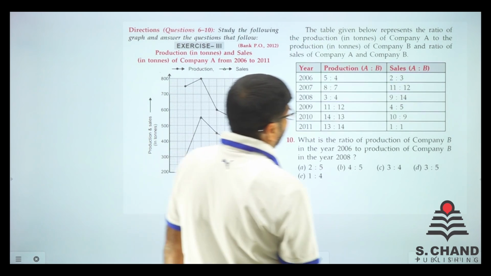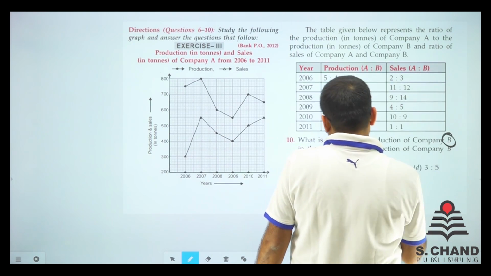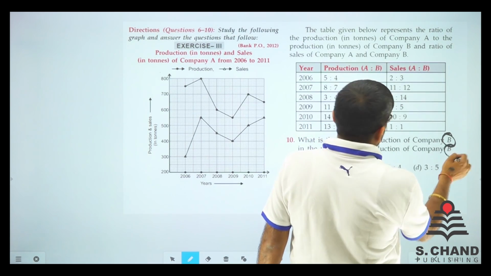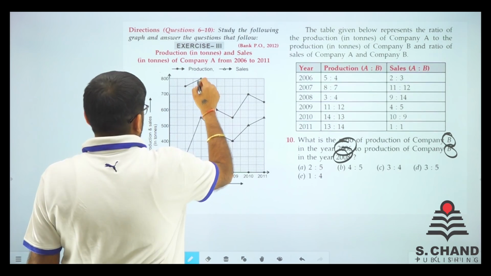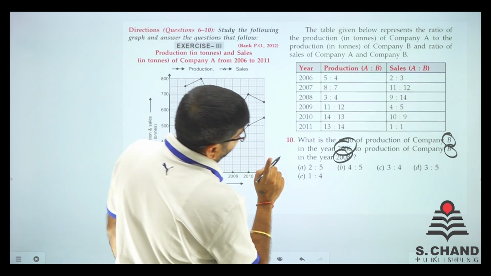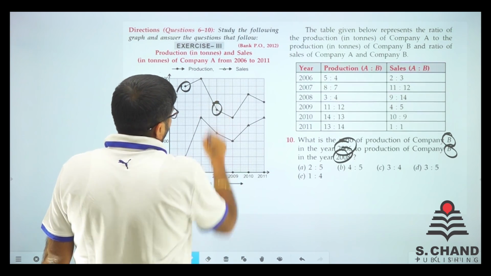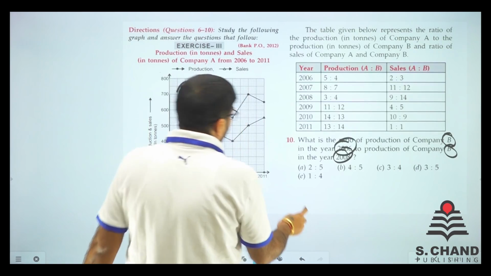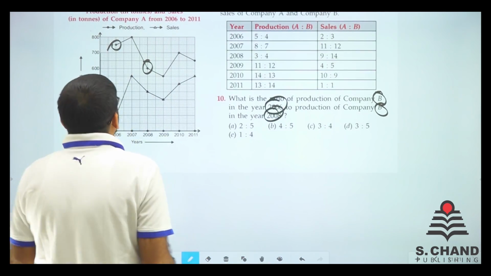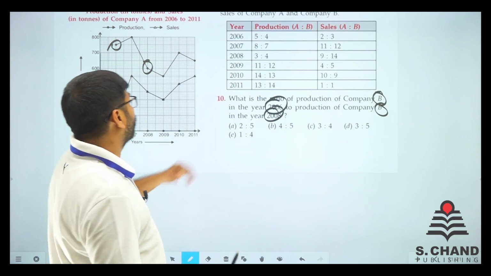What is the ratio of production of company B? Ratio of production of company B 2006, company B 2008. Company B ka production, right? Year 6 and year 8. Now this is actually a production A, company A. So what we'll do? We will have to calculate the production of company B on 2006.